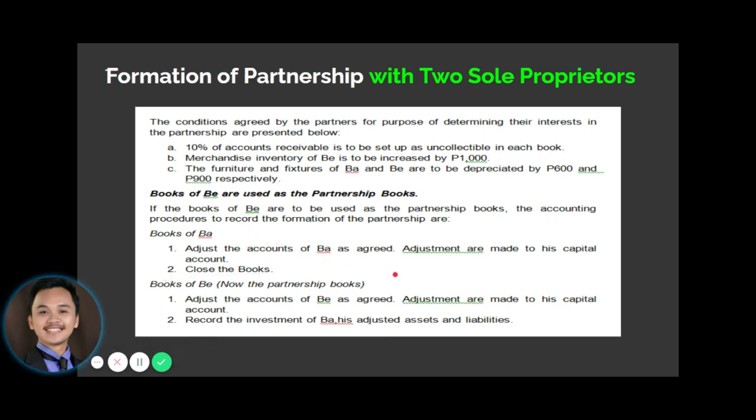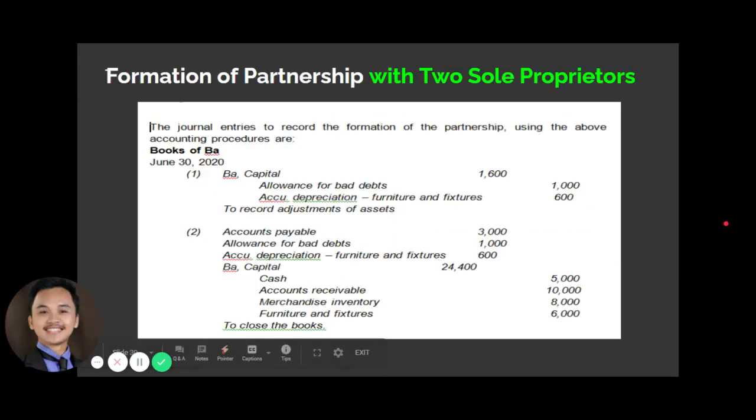And then, para kay Be, magpabilin kay Be kay siya man daw ang gigamit, siya man daw ang gamitan sa partnership. So, adjust the accounts of Be as agreed. Adjustments are made to his capital account. And then record the investment of Ba, his adjusted assets and liabilities. So after nimo ma-adjust, record na nimo ang total assets and liabilities ni Ba nga na-close. Yeah, let's do this. Okay. Una gani, we will be adjusting the books of Ba and then close it.